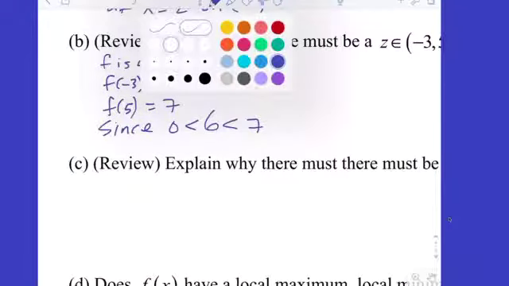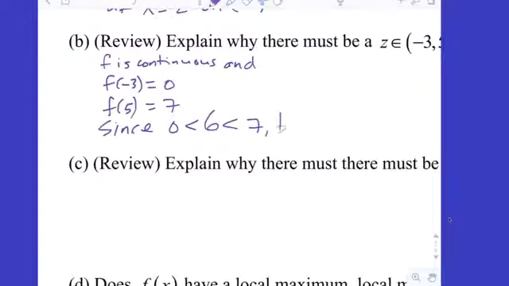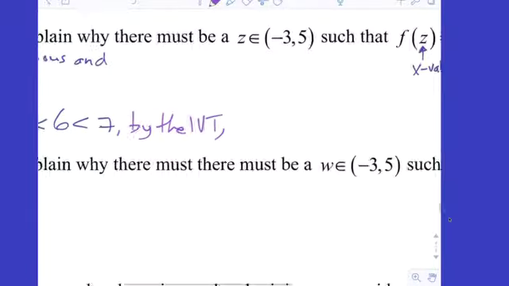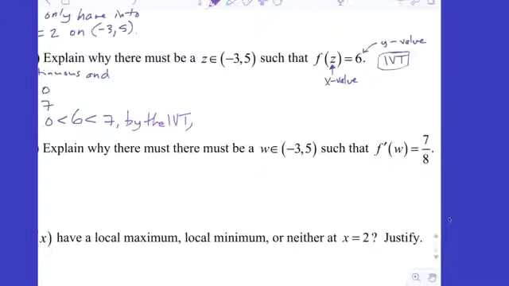Since that, comma, by the IVT, and then you just reuse their words, there must be a, let's try this with notability. There must be a z from -3 to 5 such that f of z equals 6.